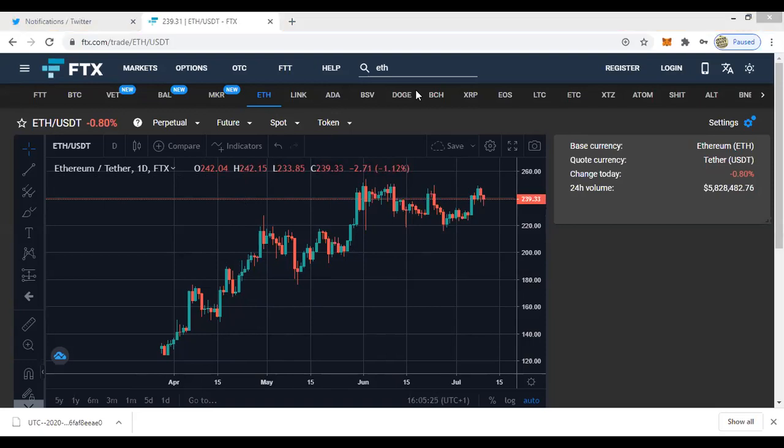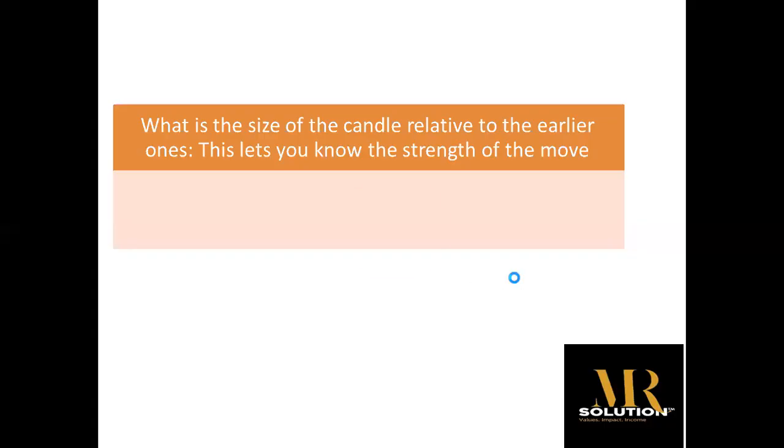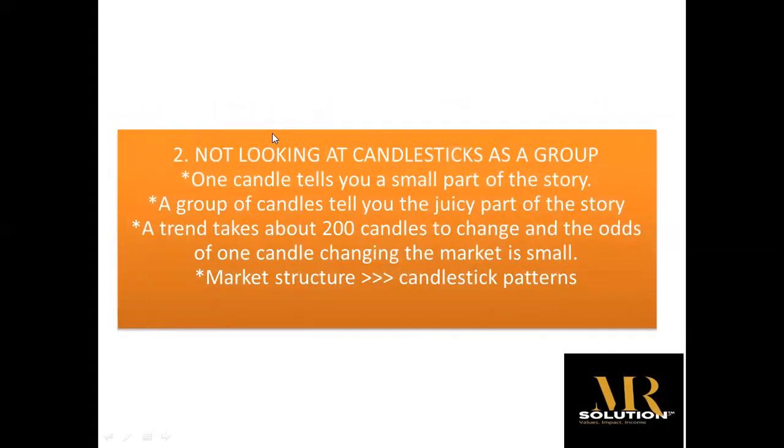So the next point we have here is another reason why people fail when they use the candlestick: they look at candles singly, not as a group. This is a very wrong approach to trading with candlesticks. Why? One candle tells you a small part of the story, but a group of candles tells you the juicy part of the story. A trend takes about 200 candles to change, and the odds of just one candle changing the market is very small. Market structure is by far greater than candlestick patterns.